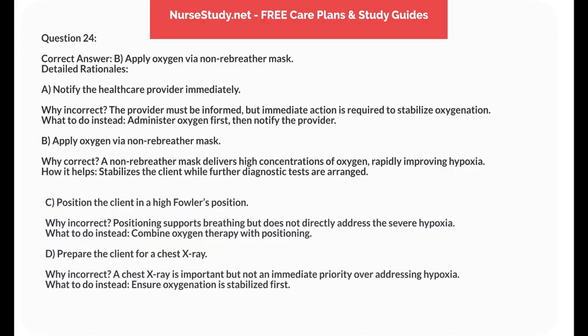C. Position the client in a high Fowler's position. Why incorrect? Positioning supports breathing but does not directly address the severe hypoxia. What to do instead: combine oxygen therapy with positioning. D. Prepare the client for a chest X-ray. Why incorrect? A chest X-ray is important but not an immediate priority over addressing hypoxia. What to do instead: ensure oxygenation is stabilized first.